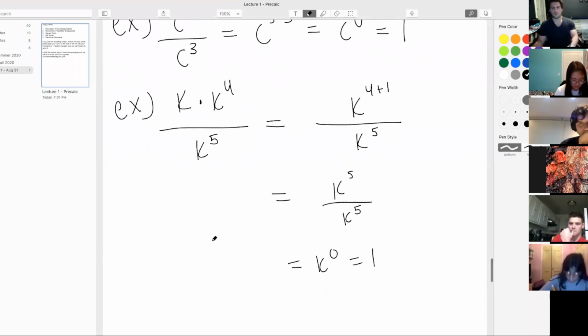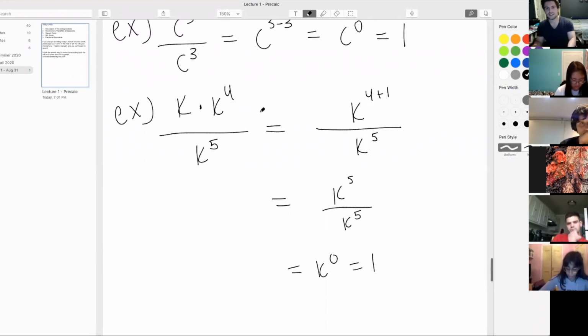What was interesting about this question is that from here to here, I was using one of our previous rules, the product rule. So that's why the numerator changed to this. I hope that's okay.